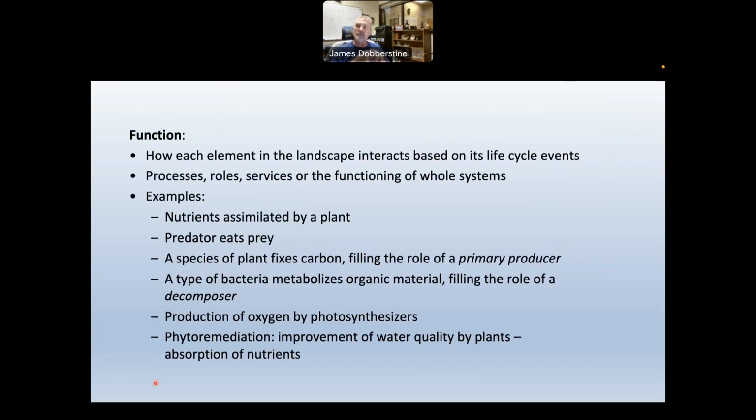Function is how each element in the landscape interacts based on its life cycle events, right? All of these different organisms are going through different life cycles. The timings of those life cycles are sometimes different, and those life cycles then affect the function of the community as a whole. This would include processes, roles, and services. There are examples such as the nutrients that are assimilated by plants, which would happen when the plants are in their active season. When they're in senescence, that's going to be less, so there are going to be differences there. Another example is when predators are eating prey, and so on and so forth.